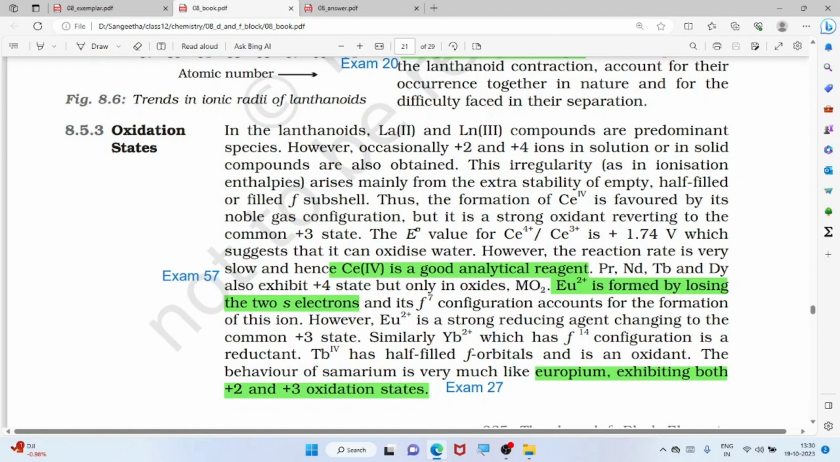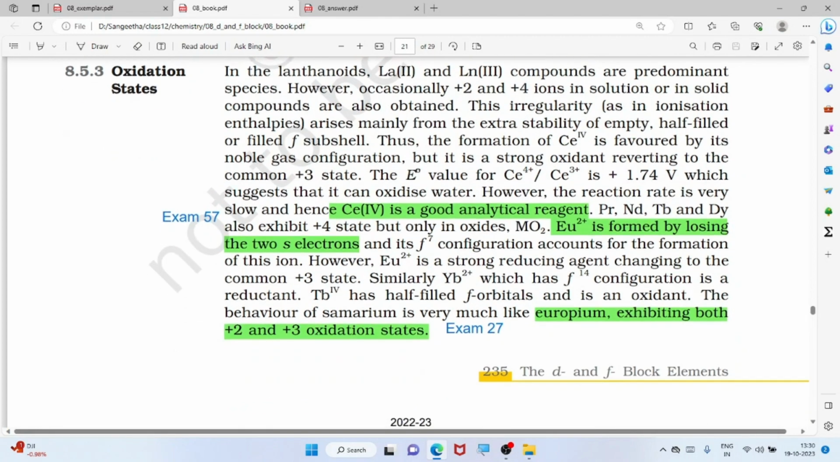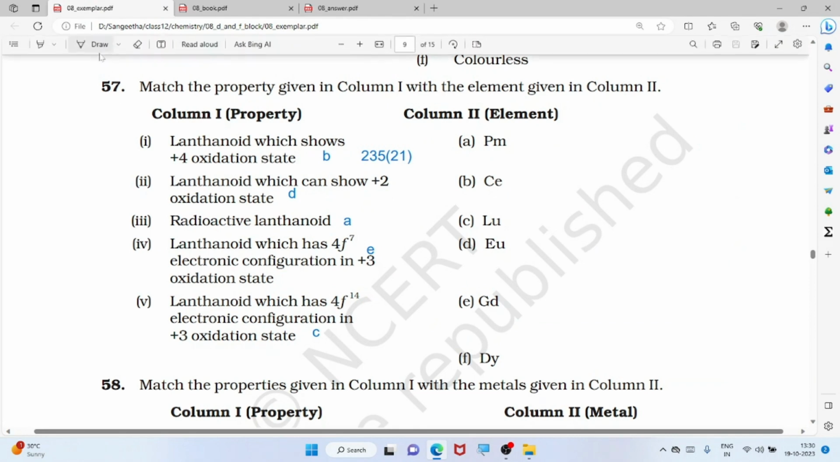So they are given the oxidation states of the lanthanides, which are also showing +2, +4. So you can go through it. Okay, exhibit +4 state, these things. +2, this element. So everything is given on that page. Radioactive element, this one.